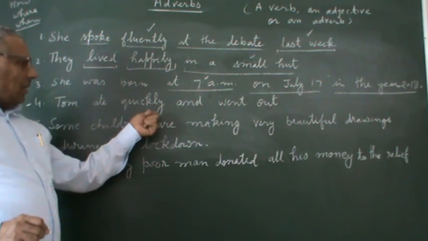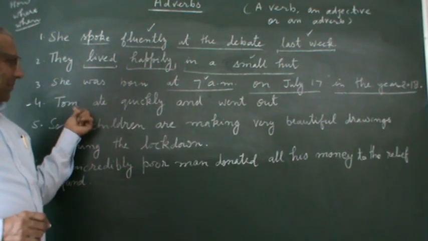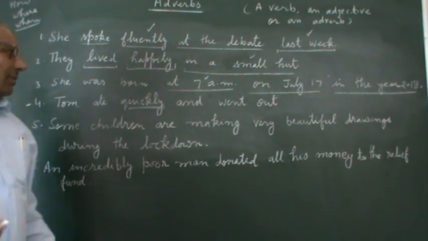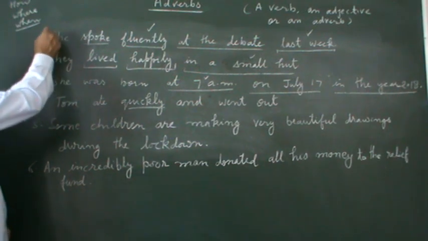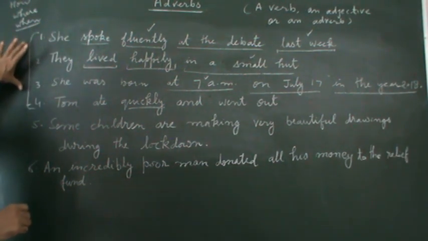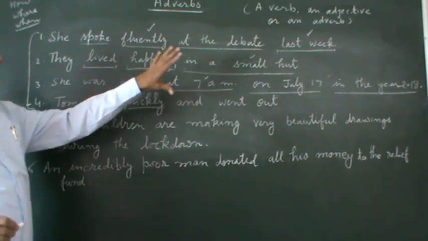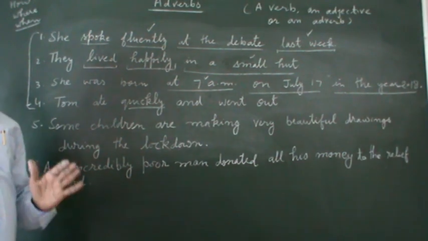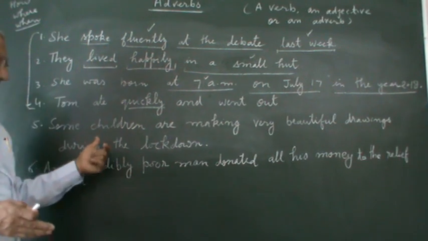Let us take this example. Tom ate quickly. How did Tom eat? Quickly. This is an adverb. And went out. Okay. In these four sentences, we see adverbs are telling us or giving us more information about a verb.